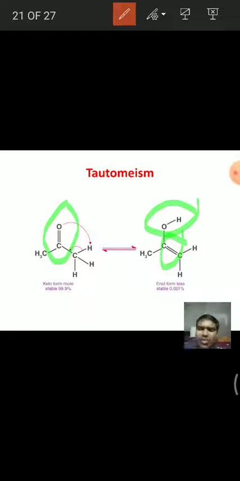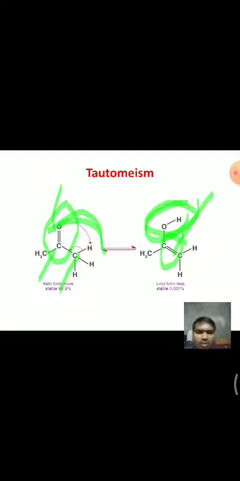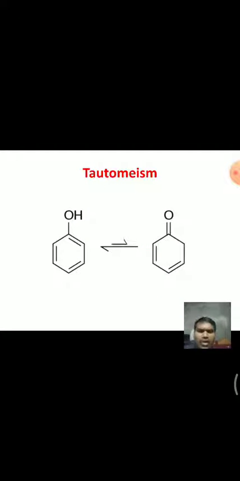They readily interchange from one to another. That is due to the hydrogen shift. If we see here, the hydrogen shifts from one position to the third position, hence comes here. Here a double bond is formed. That is called the enol form. That means keto-enol tautomerism is there.